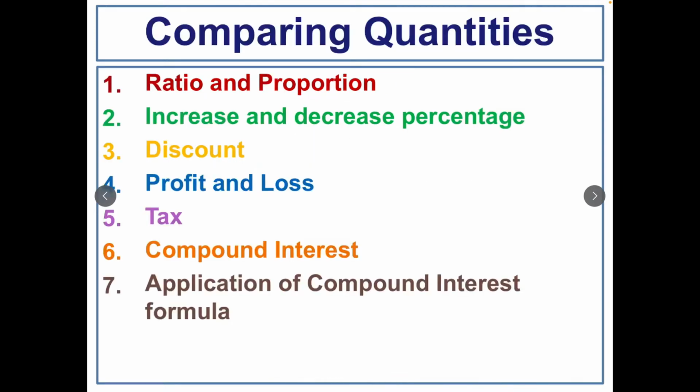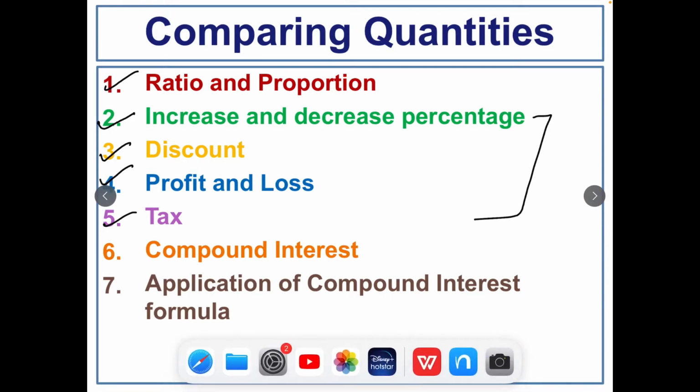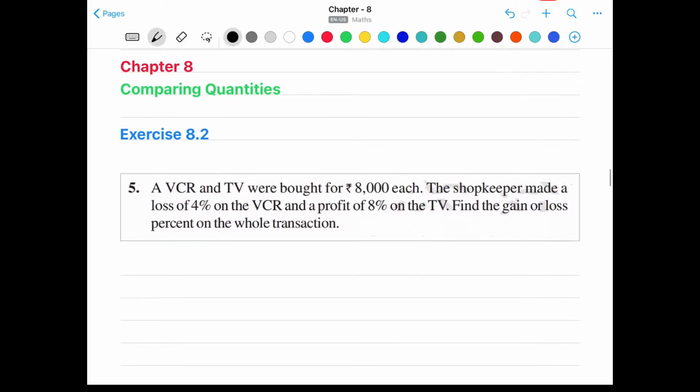The chapter comparing quantities in total has 7 subtopics which are listed here. We have already studied subtopic 1 in session number 1, and now we are studying increase and decrease percentage, discount, profit, loss and tax in exercise 8.2. So let's now move to exercise 8.2, comparing quantities.